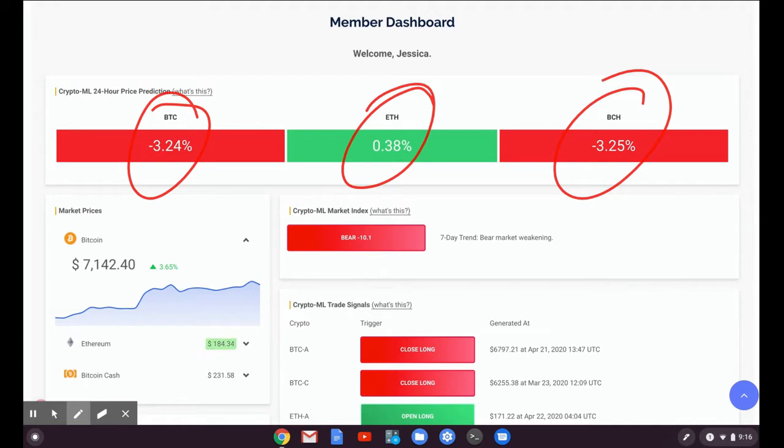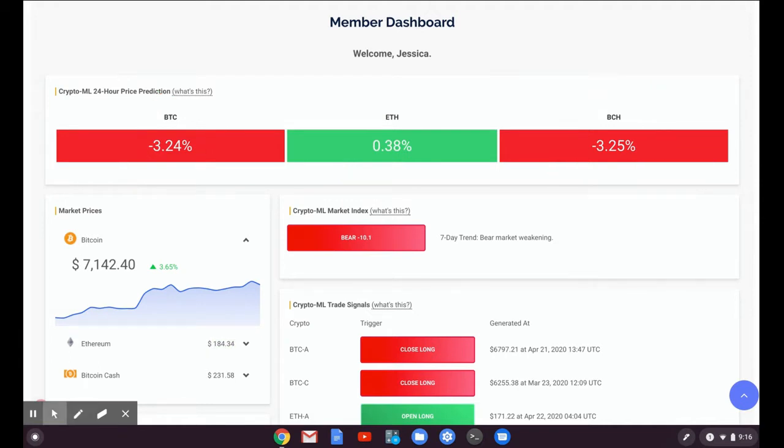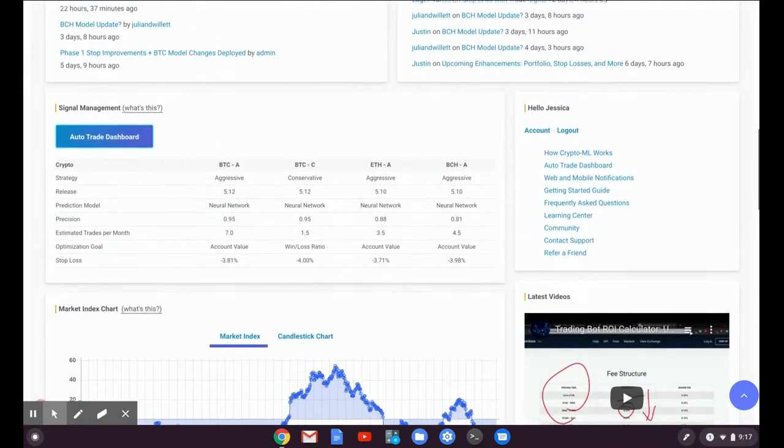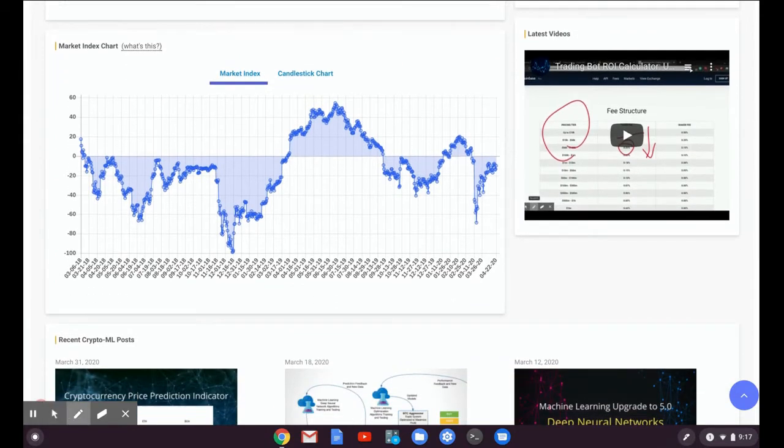Below the price predictions, we have the market index, which gives you the big picture of the crypto markets. Specifically, the market index lets us know if we are in a bull market or bear market. This is important because we want to trade with the market. Said another way, we want to be more aggressive in bull markets and more conservative in bear markets. The market index also provides trend and strength data. Its readings are based on a machine learning model that is incentivized to predict the 30-day movement of the cryptocurrency market.